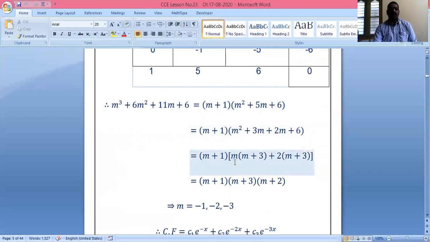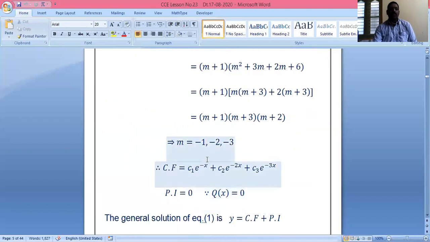That is equal to m plus 1 into, by taking m common from first two terms, we get m into m plus 3, plus taking 2 common from the last two terms, we get 2 into m plus 3. That is equal to m plus 1 into, taking m plus 3 common from this equation, we get m plus 3 into m plus 2. Therefore, m is equal to minus 1, minus 2, minus 3. These three roots are distinct and real.